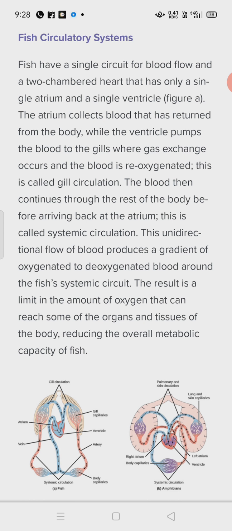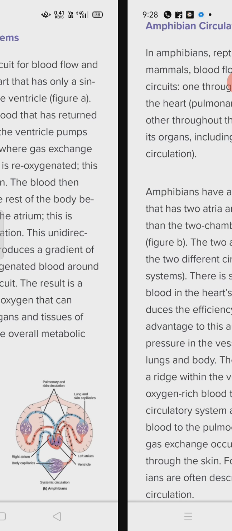The result is a limit in the amount of oxygen that can reach some of the organs and tissues of the body, reducing the overall metabolic capacity of the fish. Only a limited amount of oxygen will be supplied to the cells and tissues, which reduces the metabolic activity, because for any reaction in the cells of fishes we need oxygen. Blood supplies only limited oxygen, because the gills get the oxygen through the water. That's why the metabolic rate in fish is low.